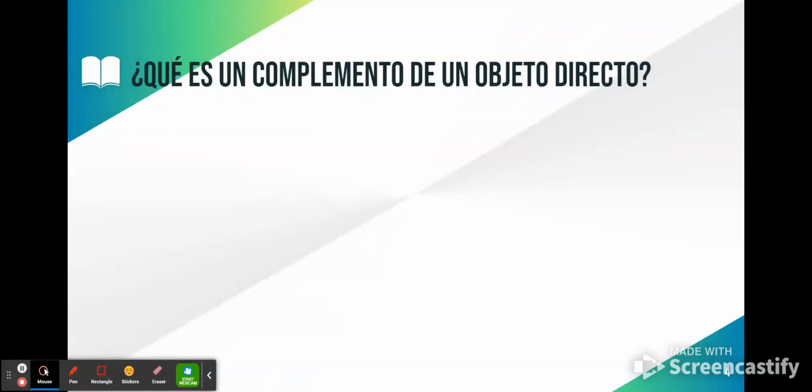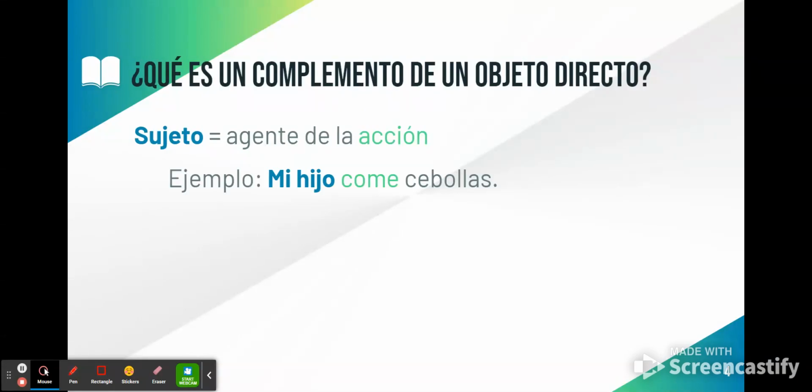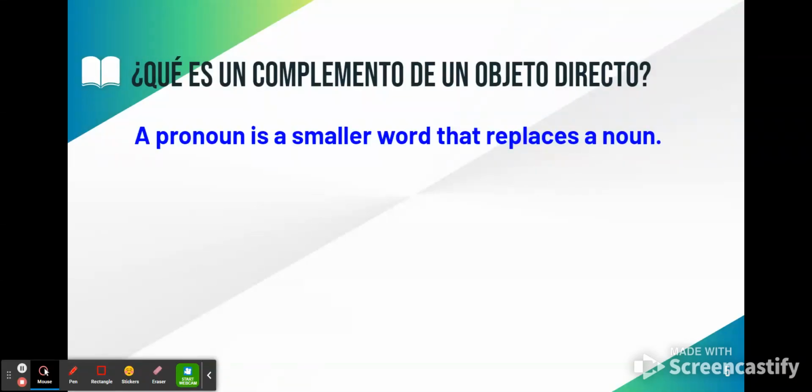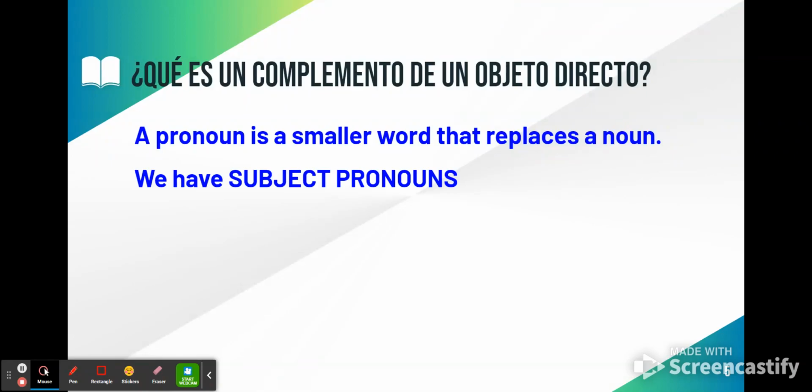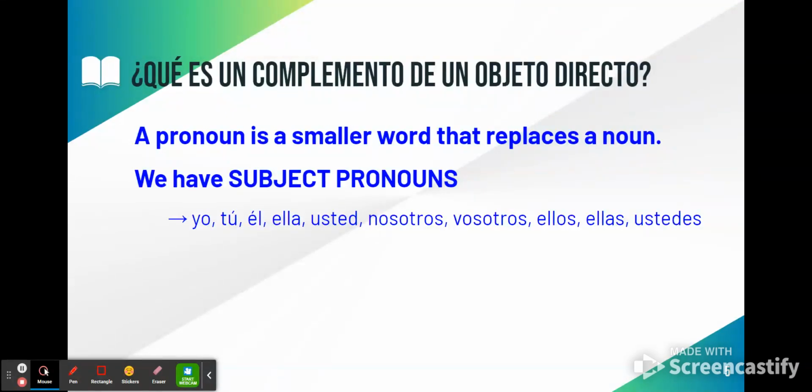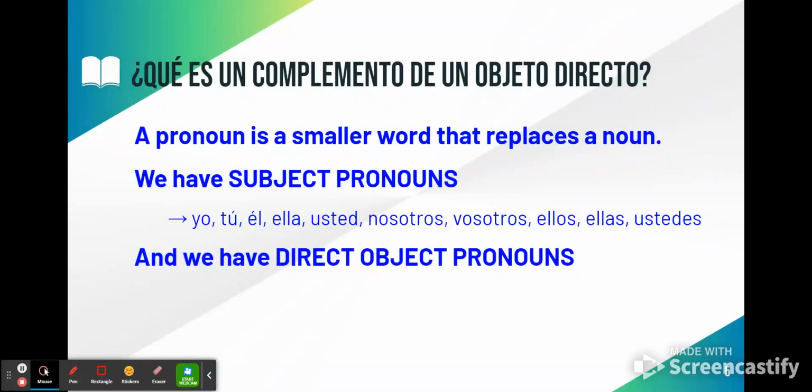¿Qué es un complemento de un objeto directo? Pronouns exist purely for convenience. En este caso, a pronoun is just a smaller word that replaces a noun. We have subject pronouns. In English, I, you, he. Subject is a doer of the verb. So a subject pronoun is standing in for that role in the sentence. An object pronoun, a direct object pronoun, stands in for that same role as a direct object. It's just a smaller word, receives the action of the verb.